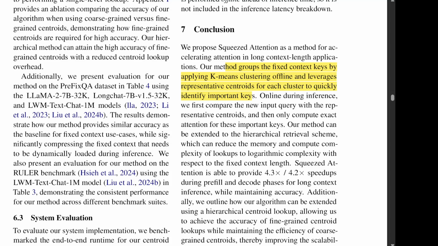They also compared it to other methods like Quest and found squeezed attention performed better, suggesting that semantic approach is superior to just looking at, say, attention scores from a previous run.